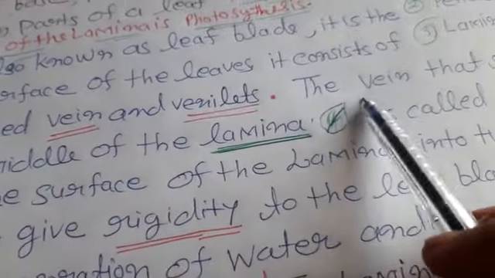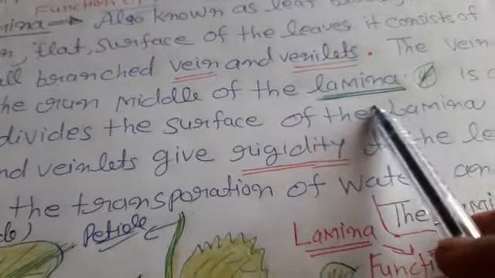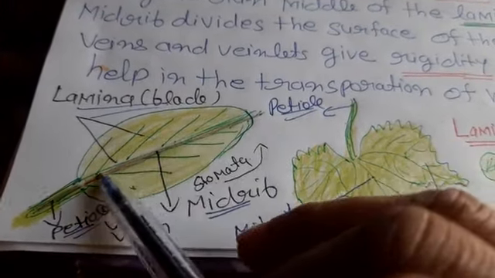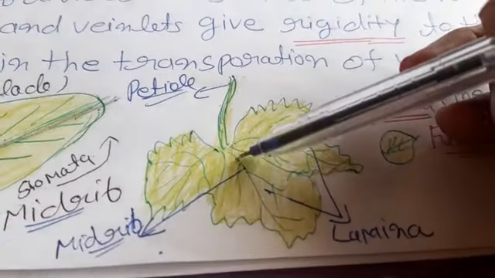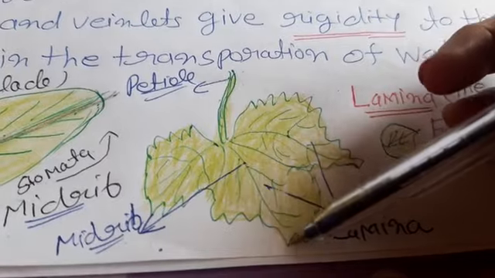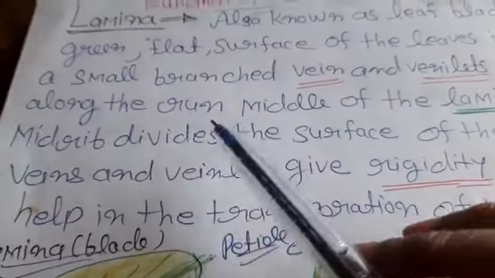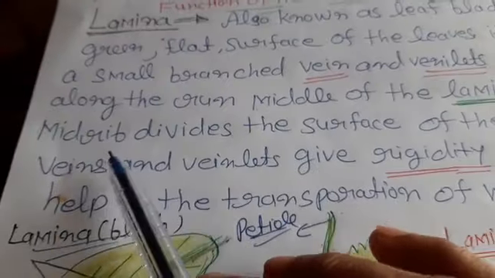So the vein that runs along the middle of the lamina is called the midrib.